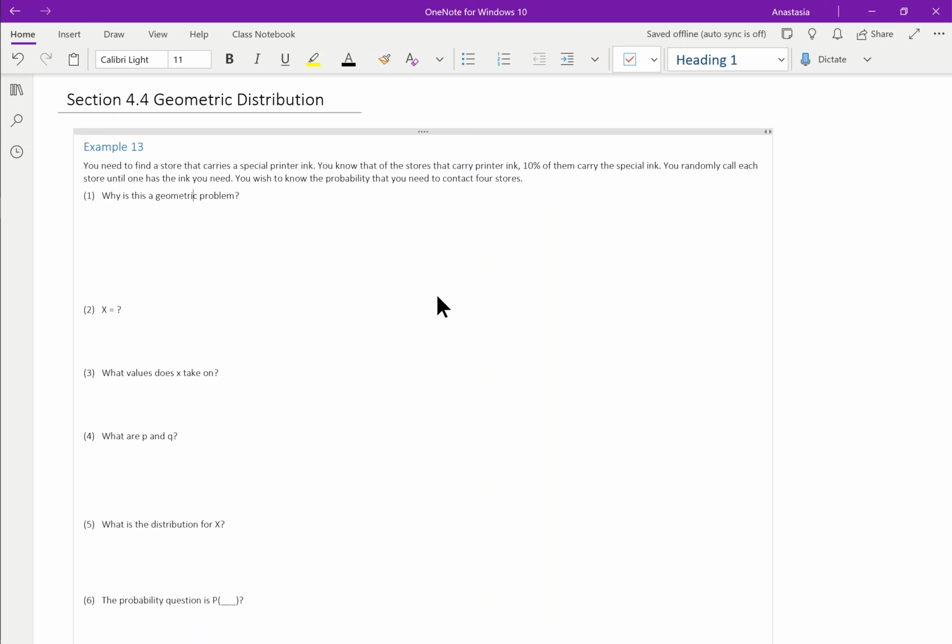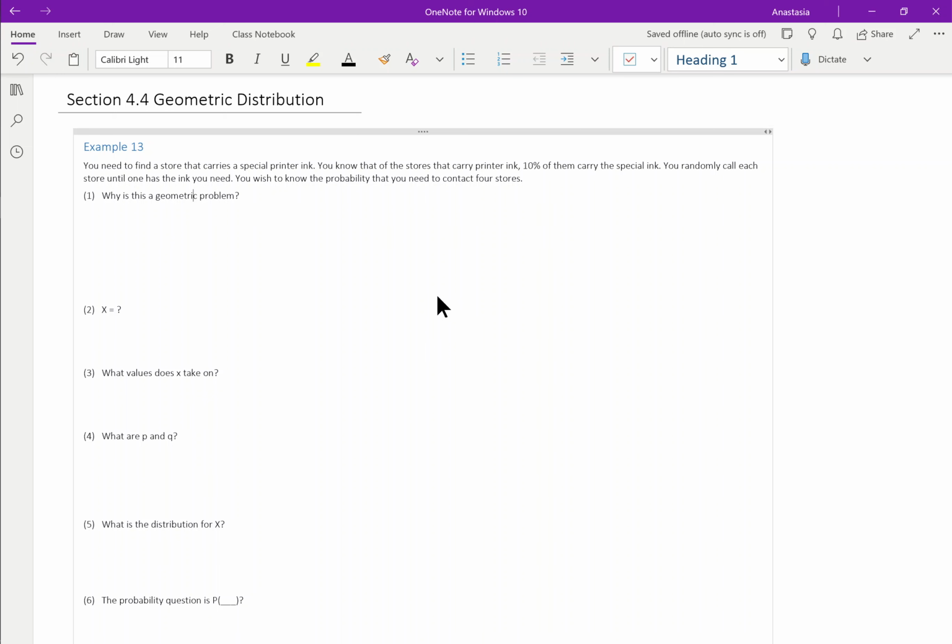So the first question we need to answer is, why is this a geometric problem? Well, that means that we need to go through the characteristics of a geometric distribution. So the first characteristic is that you're considering Bernoulli trials. So that means you have 2 possible options for every trial that occurs. There are 2 options. But the difference here between a binomial distribution and a geometric distribution is that we're just going to keep going until we eventually get to a success.